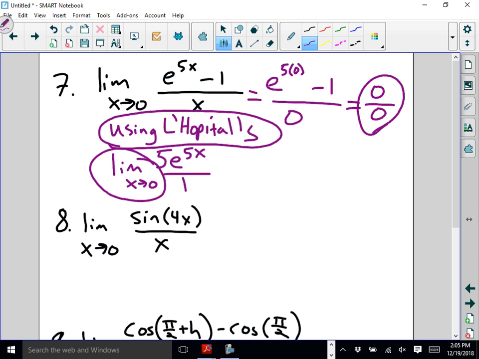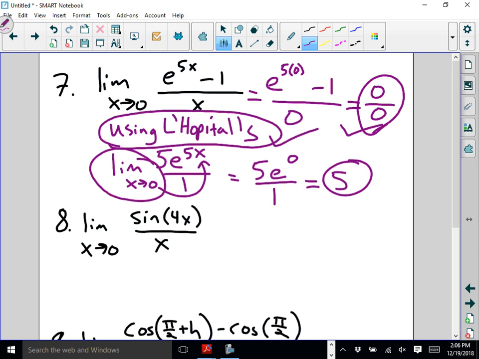After we properly do that derivative, the next thing we do is plug in 0 for x, and we get 5 e to the 0 over 1. e to the 0 is 1, 5 times 1 is 5, 5 over 1 is 5. Again, I need to see this tomorrow, and I need to see this limit notation tomorrow. Practice it. Make sure you don't forget those things.